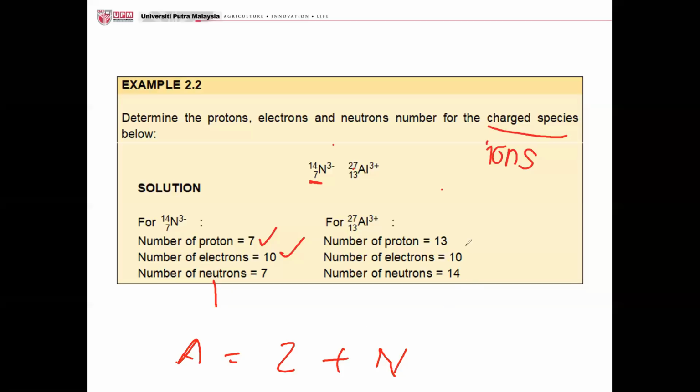Okay, same as aluminium. Same calculation used as aluminium. So the number of proton is 13. So number of electrons, so this one is plus. Meaning that this element or this atom donates 3 electron. So you just minus 13 with 3, then you get number of electron is 10. So use the same formula to calculate the number of neutron.